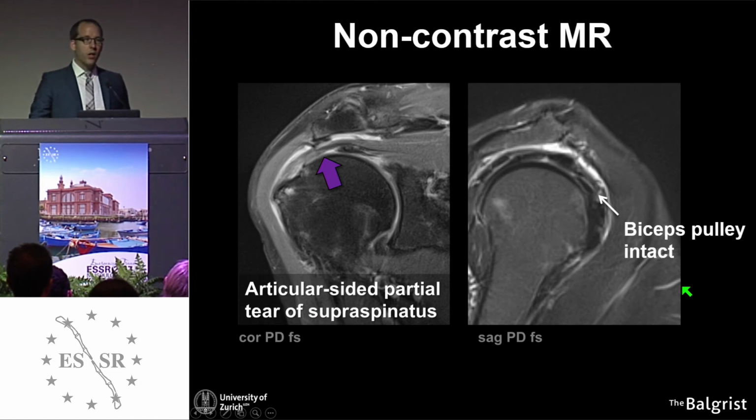Biceps pulley lesions can also be detected at non-contrast MR. This can be quite difficult, but like in this case, sometimes you have some fluid inside the joint or in the bursa, and then it's almost identical to MR arthrography. You can see in this case the biceps pulley is intact, but we have an articular-sided partial tear of the supraspinatus.